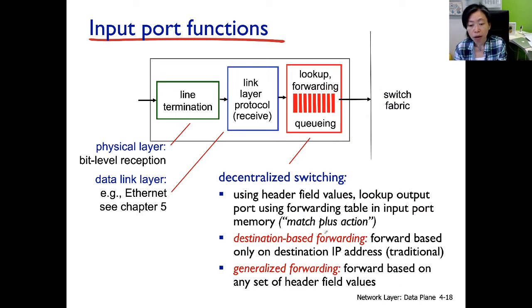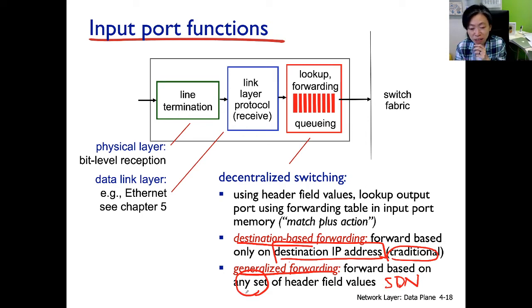Now, there are two different kinds of forwarding. In the traditional internet, we do destination-based forwarding, which is to look at the packet header fields, particularly the destination IP address, and only the destination IP address. Now in SDN, the modern routing, it's called generalized forwarding because we can actually look at multiple header field values, not just one. And it can be an arbitrary combination of these header fields. So it's a lot more general.